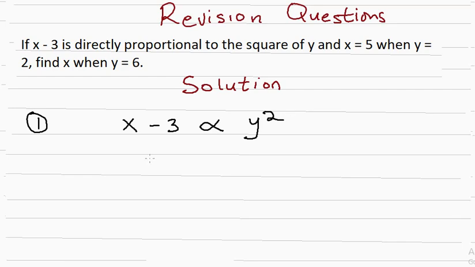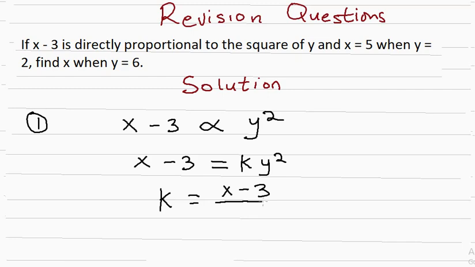And you know very well that the very first step is to change the proportional sign into an equal to. By so doing, you have to introduce a constant. And of course, you know the next step is to make the constant the subject of the formula. The constant is going to be x minus 3, then of course divided by y square.